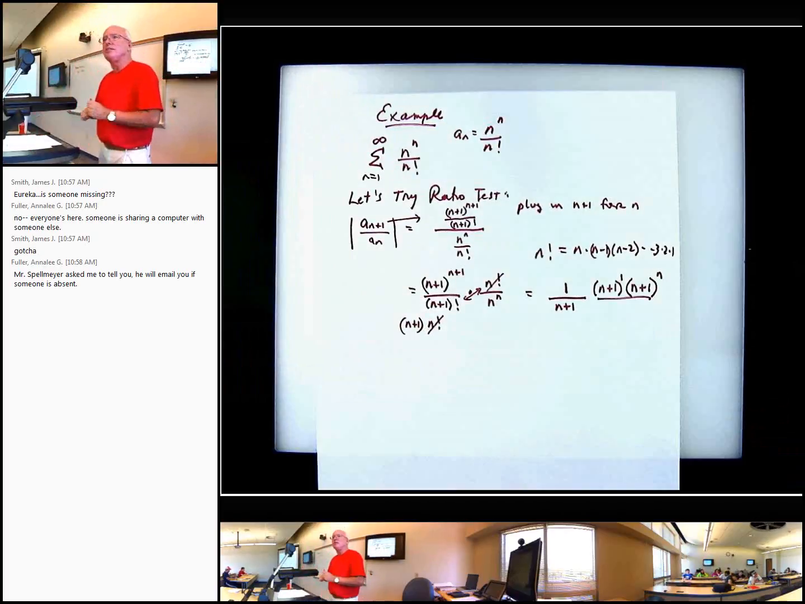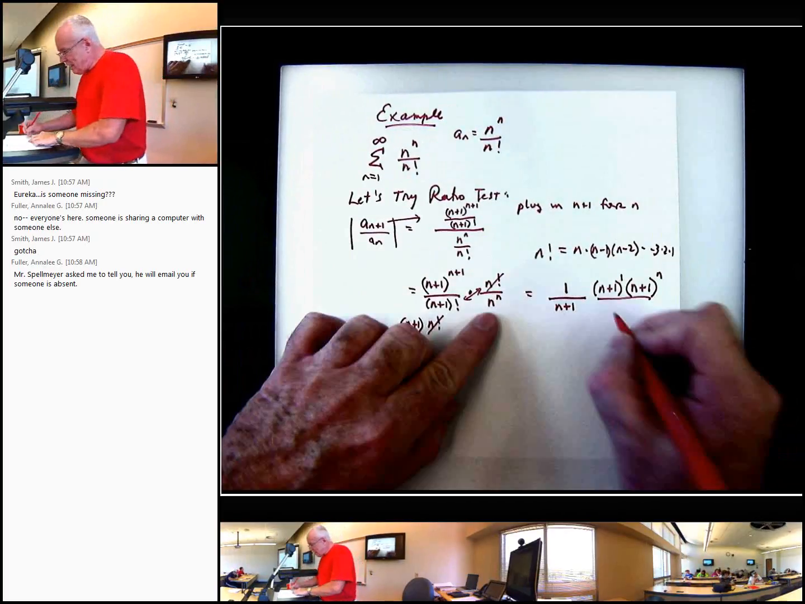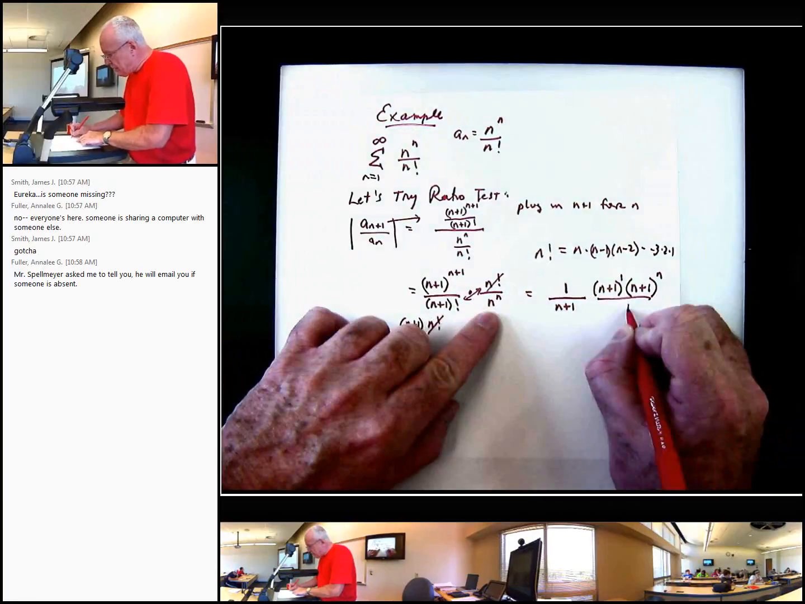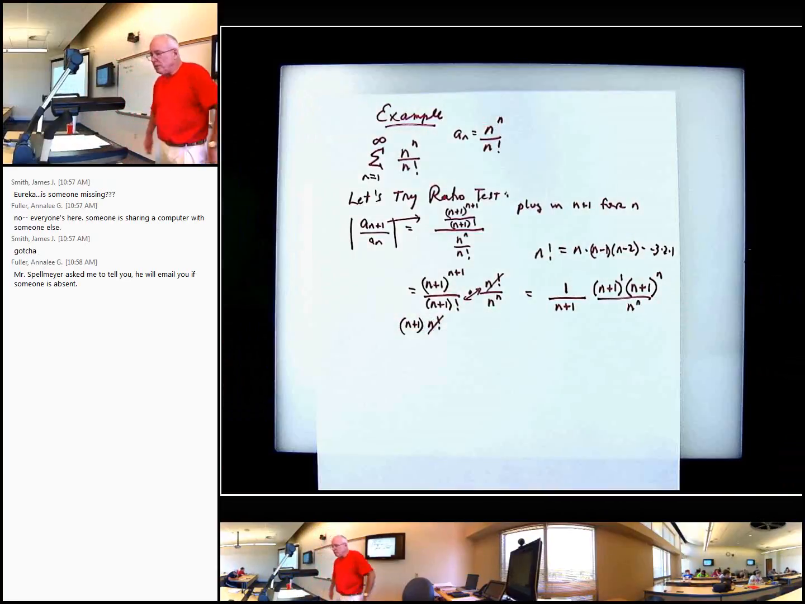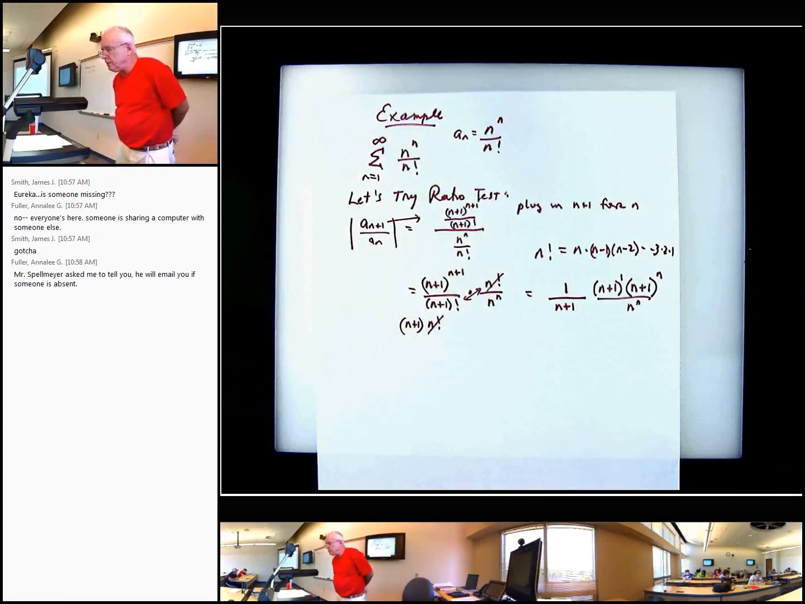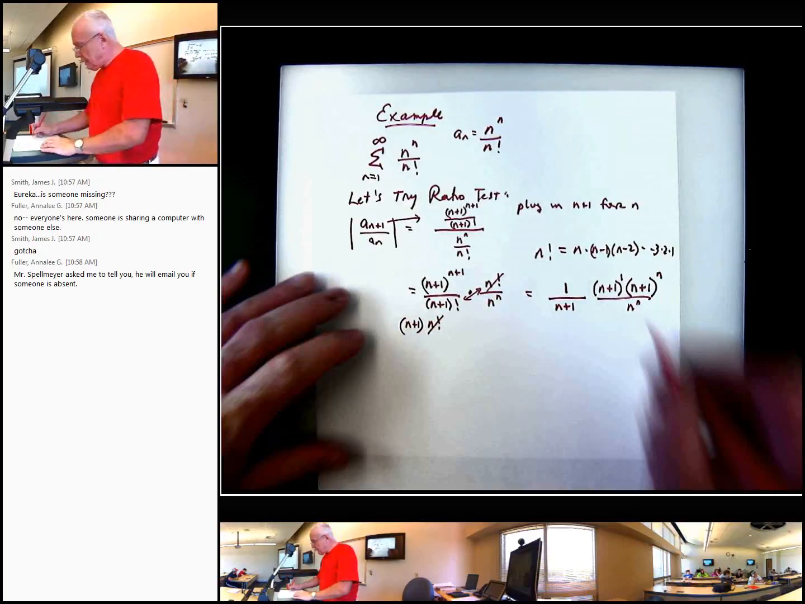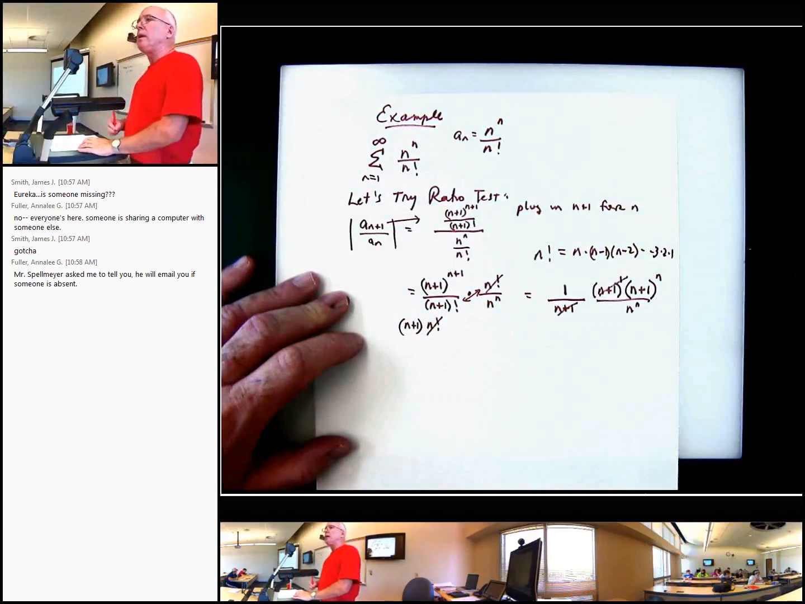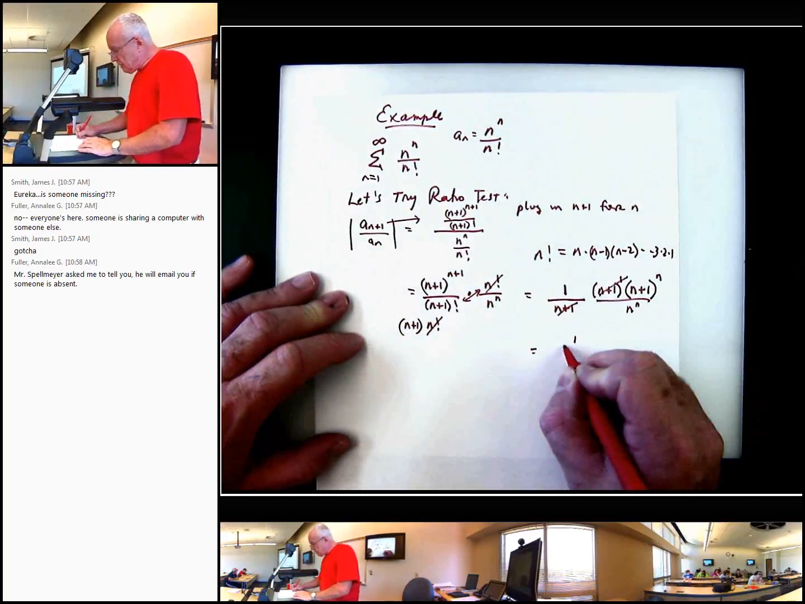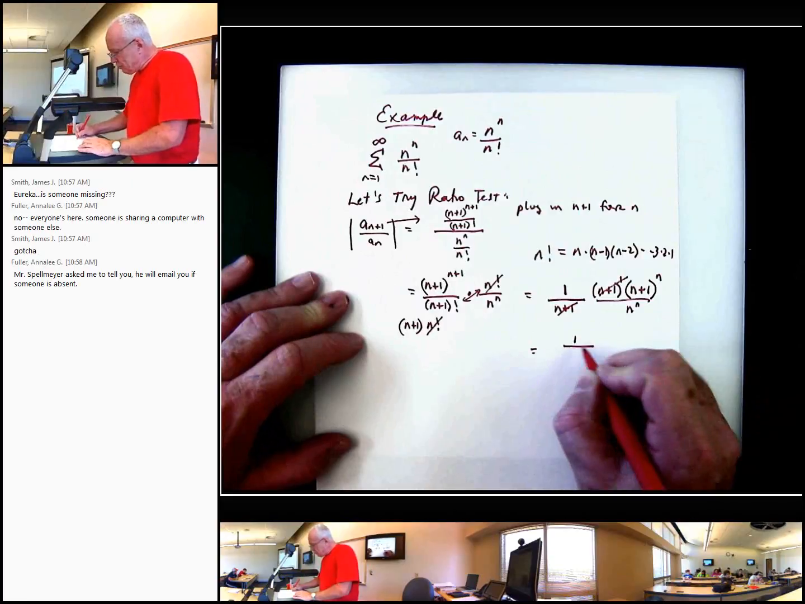Now you can start to look at it a little bit differently. And then we have still on the bottom n to the n. Now let's look at what we've got here. Is there anything that can cancel out now, top and bottom? Yeah, n plus 1. Got an n plus 1 on top, got n plus 1 on the bottom. Let's get rid of them. So what are we left with now?